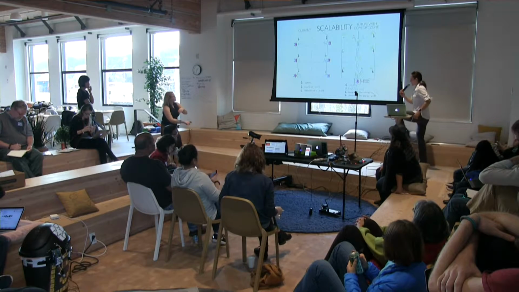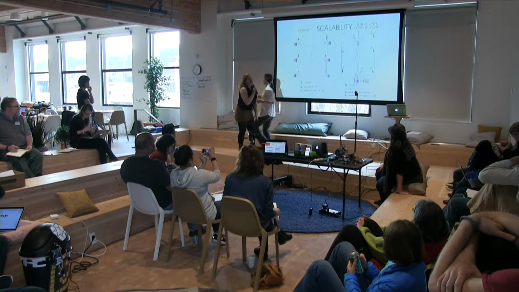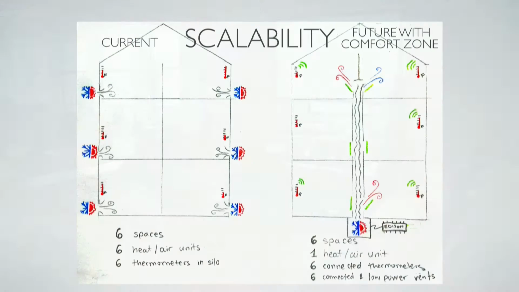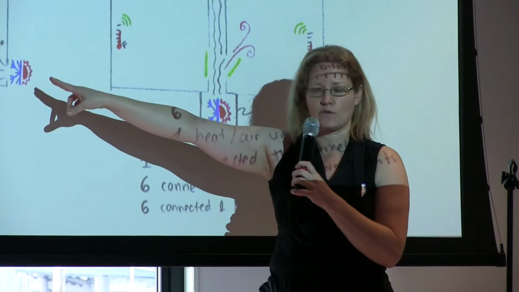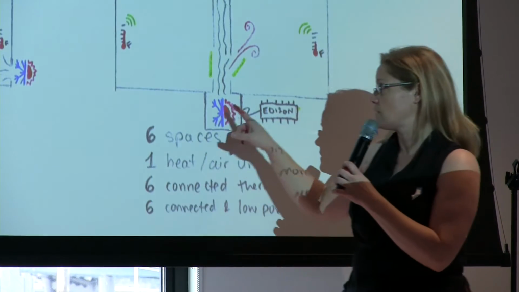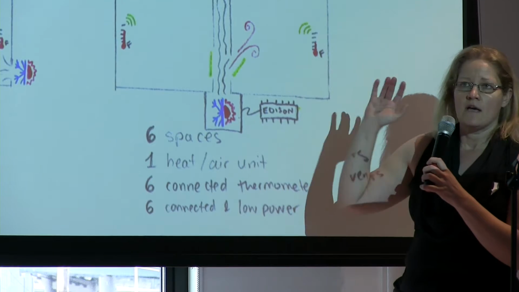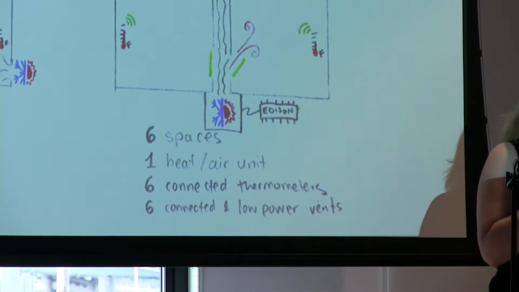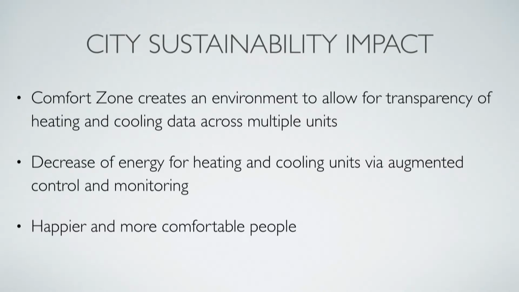So, Steve, talk about scalability. We don't have too much time, but this just shows you some scalability aspects of what we have today versus what we would have in the future. Today we're dealing with individual units with no interaction between them, and basically everybody interacts independently. With the smart vents, we're creating an environment to allow for transparency of the heating and cooling data across multiple units. We're decreasing energy for heating and cooling units via an augmented control monitoring system, and we have happier and more comfortable people.